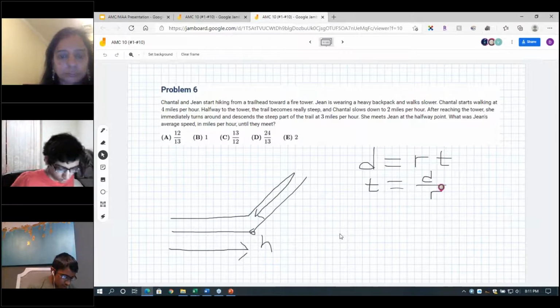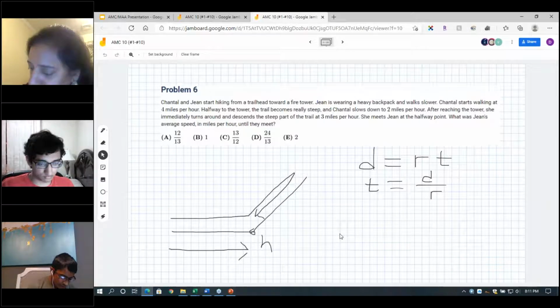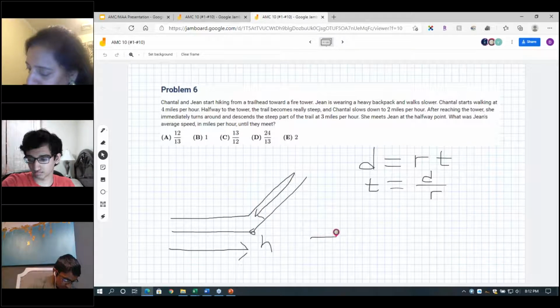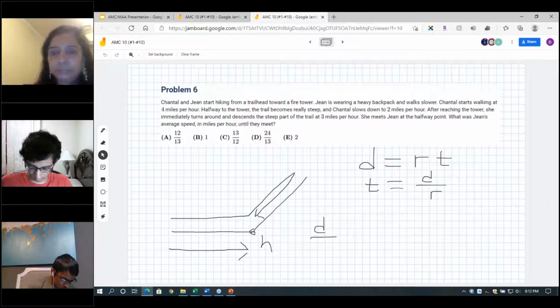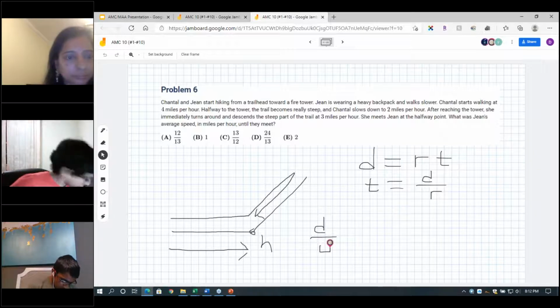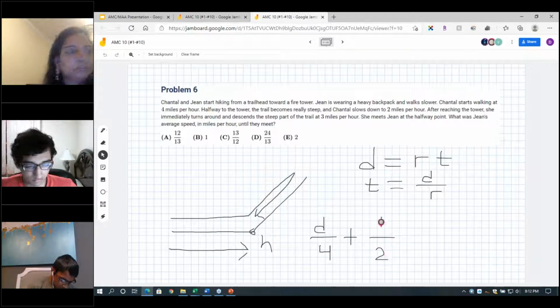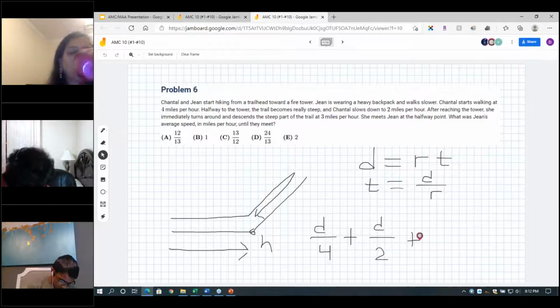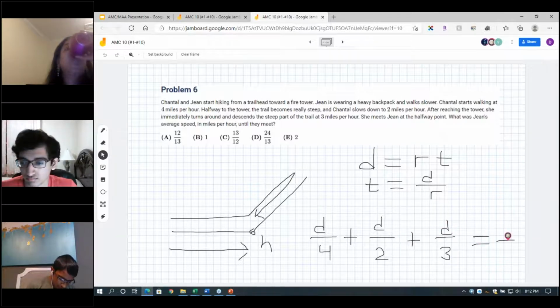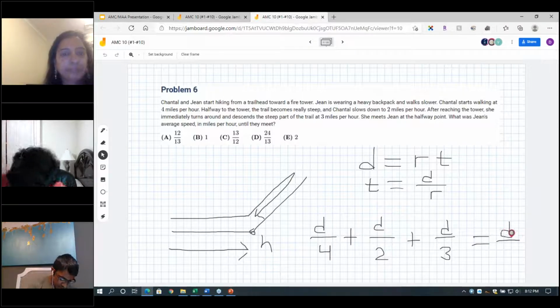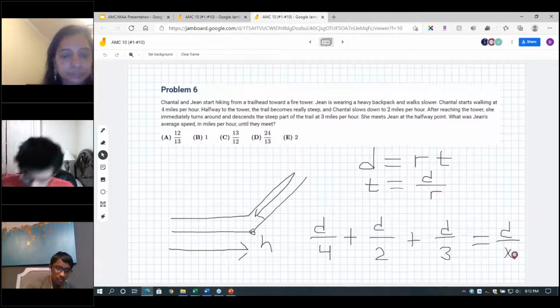So now we just add up the time that Chantal takes to get back to the halfway point. First, she walks a distance of d, which is just the distance to get to the halfway point, at 4 miles per hour. Then she goes at 2 miles per hour, that same distance, and then back down at 3 miles per hour. This is equal to the same amount of time that Jean takes to get to this distance. Because we want to find the rate that she takes, we can just let this be x. So can you reuse the next slide?